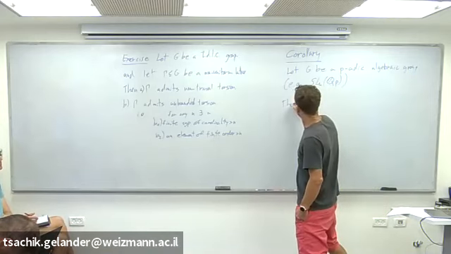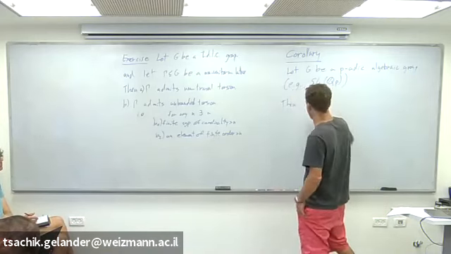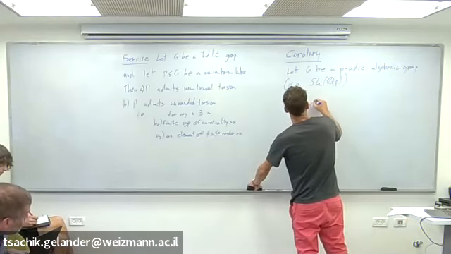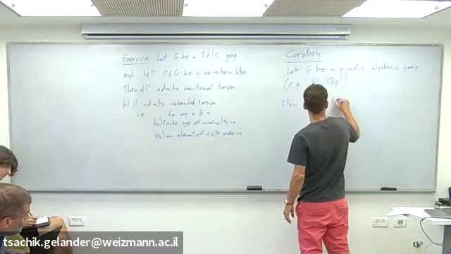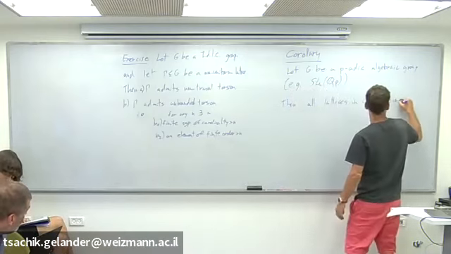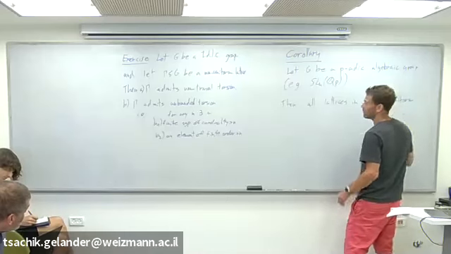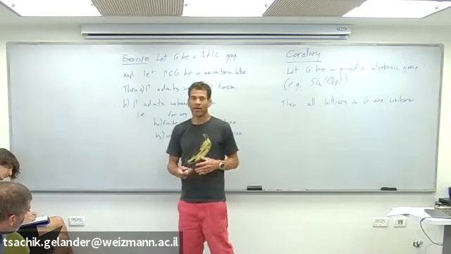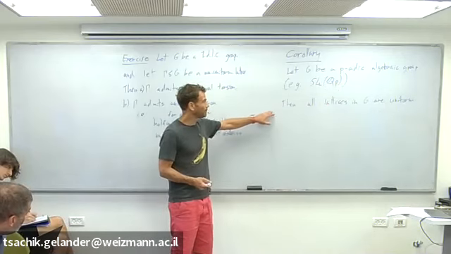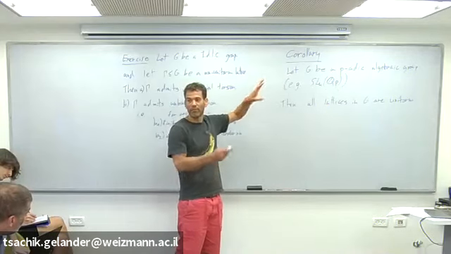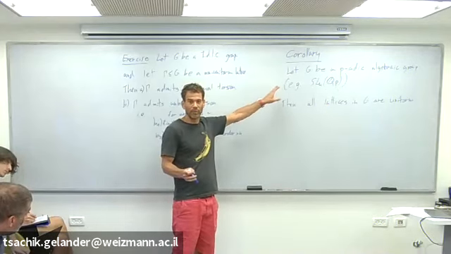Then all lattices in G are uniform. Why? So you don't have non-uniform lattices. And actually, this group admits plenty of lattices.